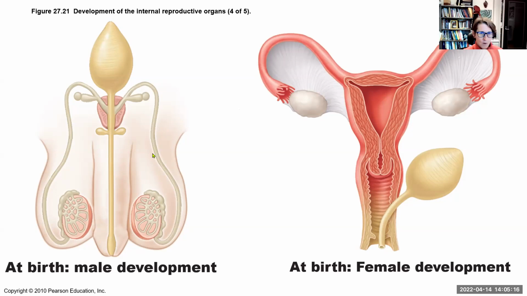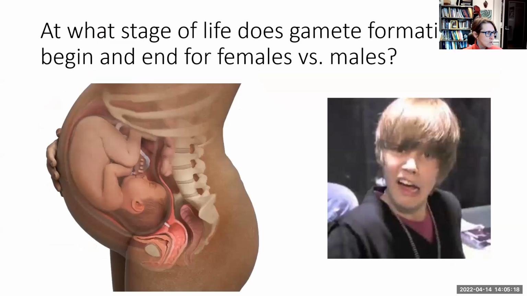So now that we've got this development of the male and female reproductive systems, let's get into gamete formation, right? Because that's what we need in order to make a new human. We use eggs and sperm. So here's one of the questions from your study guide: what stage of life does gamete formation begin and end for females versus males?